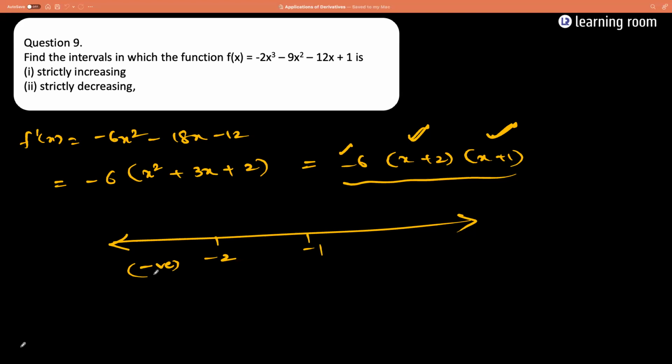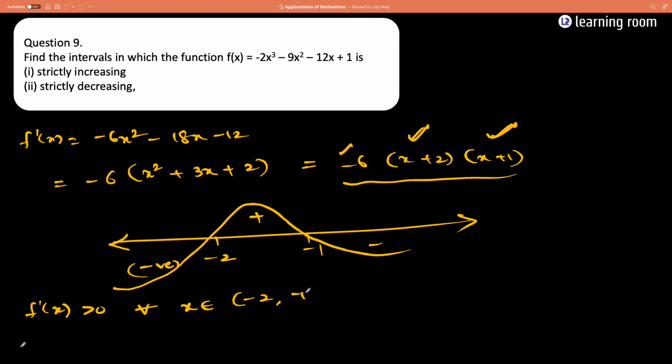So minus 2 to minus 1, minus 2 to minus 1 is positive, no? And what about greater than minus 1? I'll take 0. Again, it is negative. So f dash of x greater than 0 for all values of x that belongs to minus 2 to minus 1. Strictly greater than. Strictly is the word they used. Similarly, f dash of x is less than 0 for all values of x that belongs to minus infinity to minus 2 union minus 1 to infinity. That's it. Right.